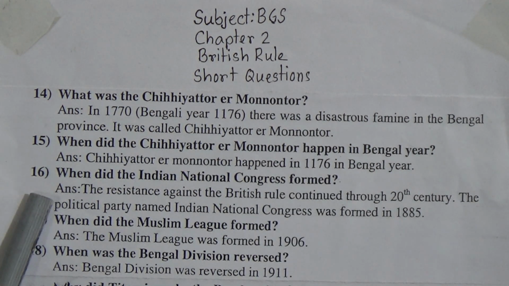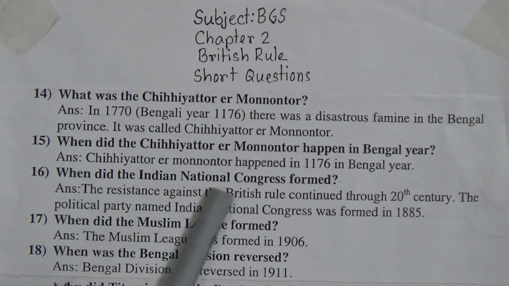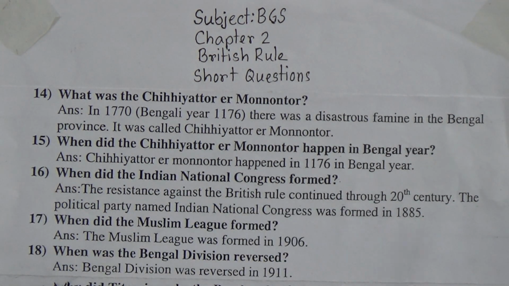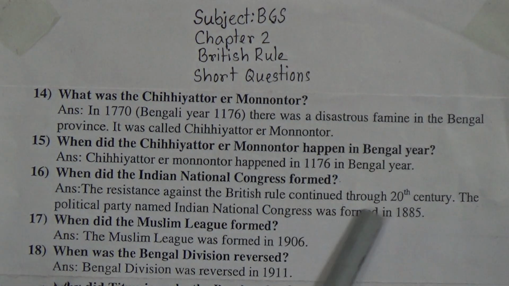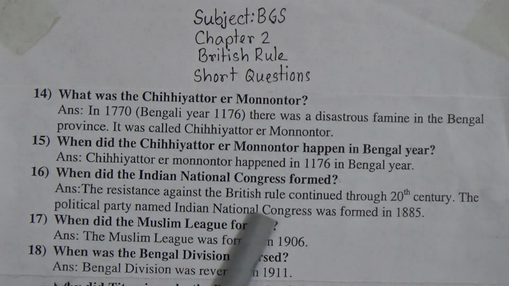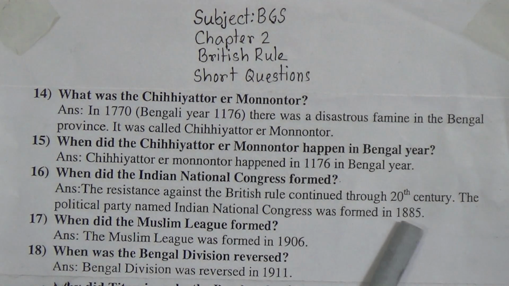Now number 16, when did the Indian National Congress form? We know that it was formed in 1885. The answer is: the resistance against the British rule continued through the 20th century. The political party named Indian National Congress was formed in 1885.